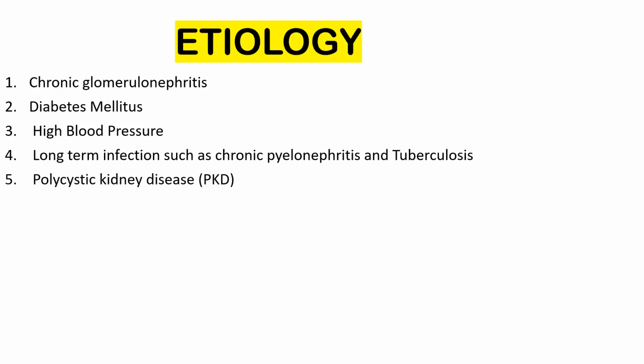Polycystic kidney disease, number 5, PKD. I think I don't need to explain this. Let's not waste time, because recently I have already discussed it. Anyone want to answer this? What is PKD? Polycystic kidney disease. It is genetic. Multiple cysts occur in your kidney.